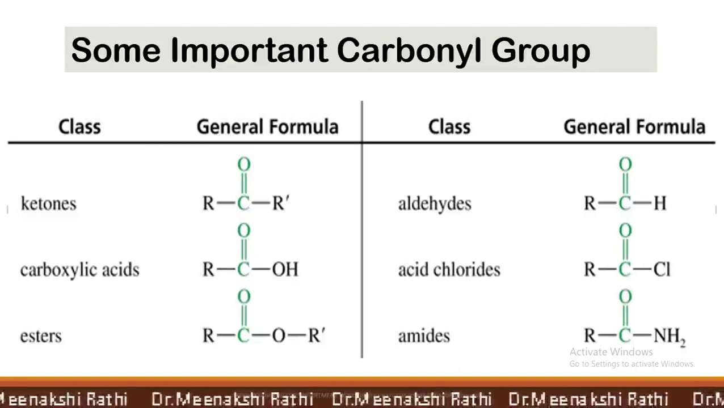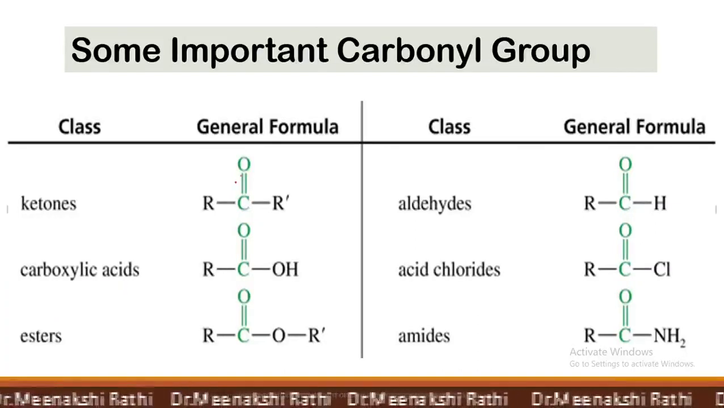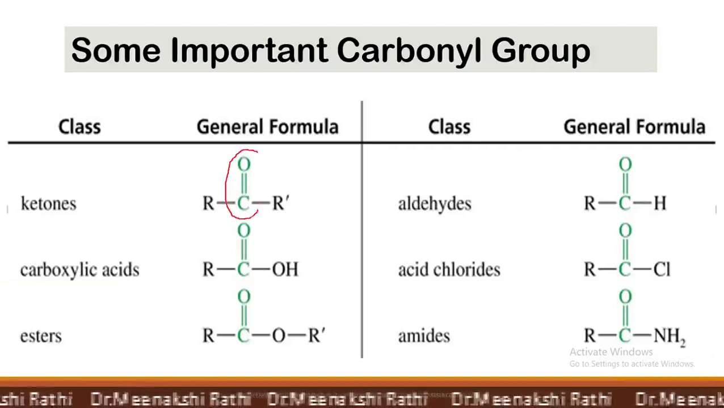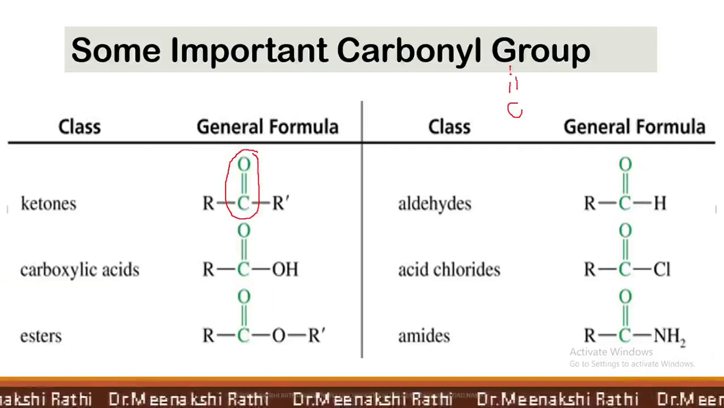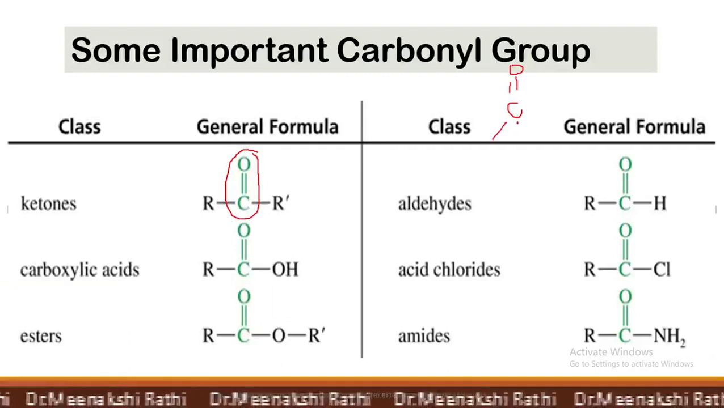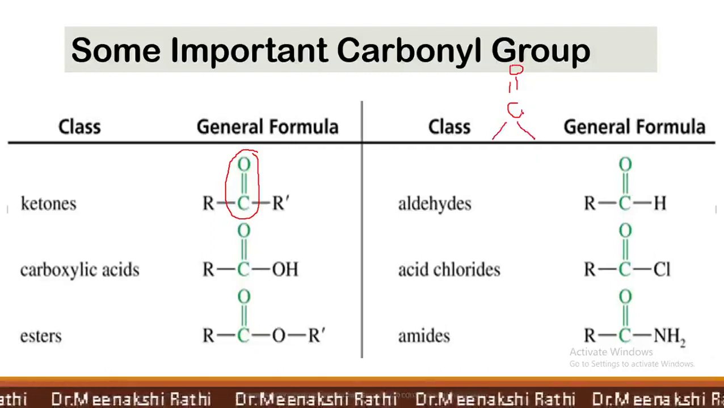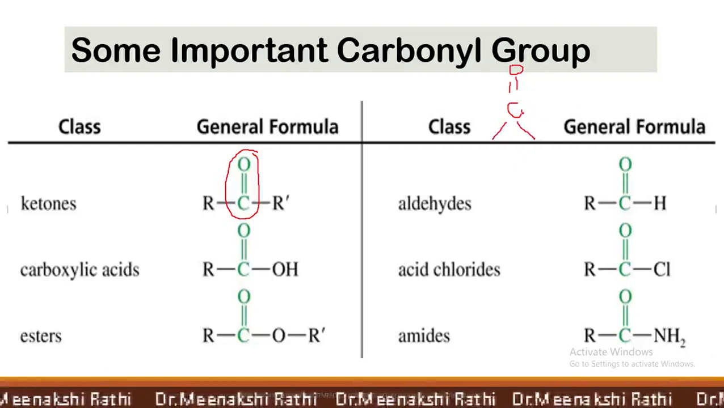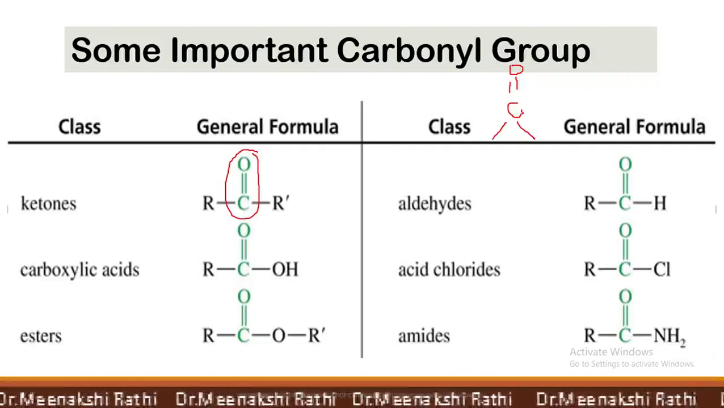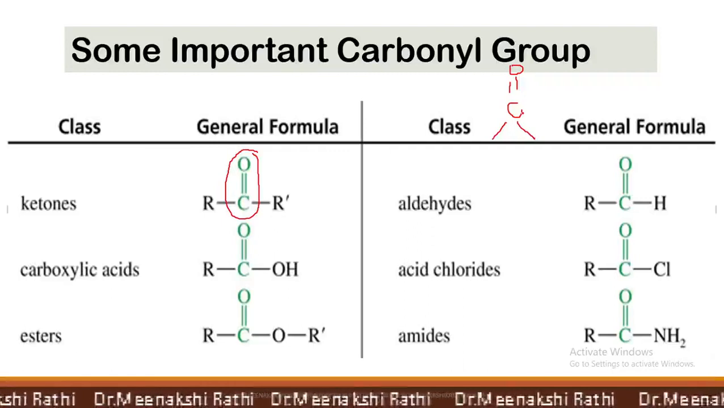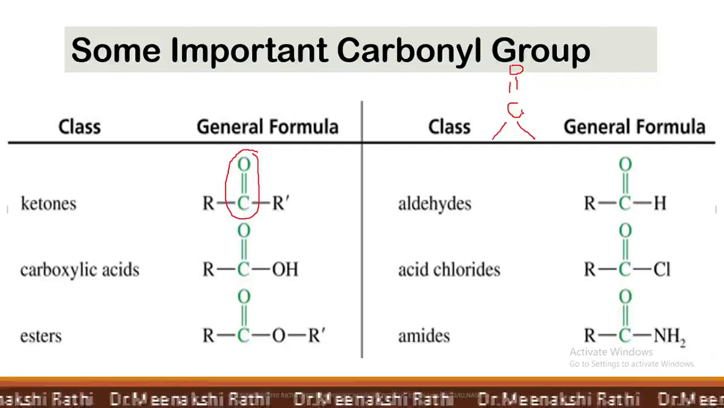both contain a carbonyl group. Now what do you mean by carbonyl group? The group which contains carbon double bond oxygen, with two valencies remaining. Such a functional group is called a carbonyl group, and aldehydes and ketones both have a carbonyl group as a functional group, and hence these are considered as carbonyl compounds.